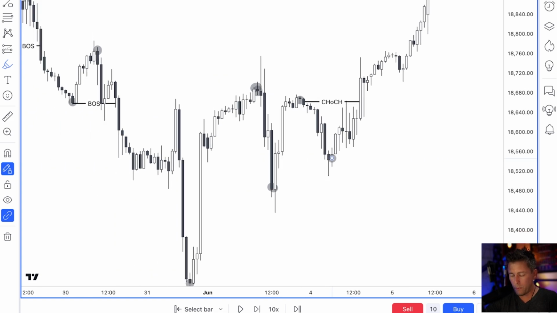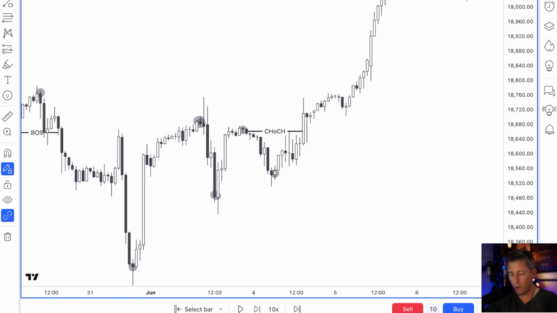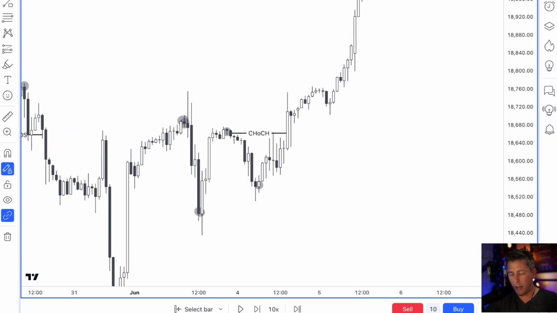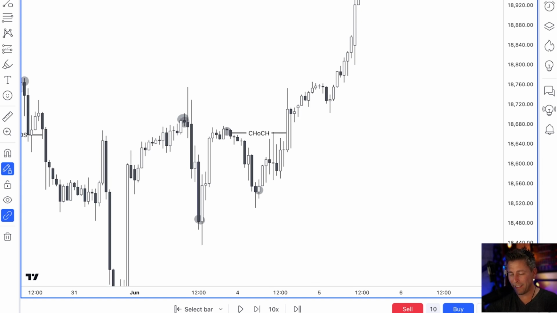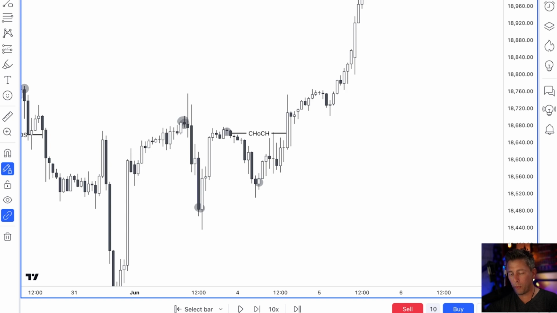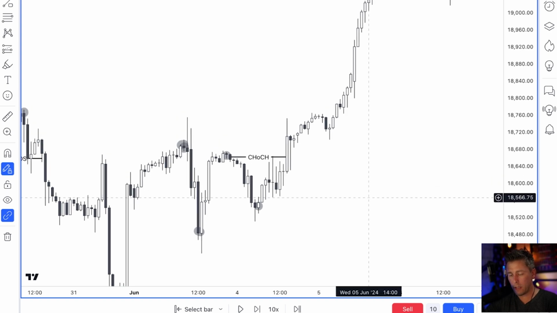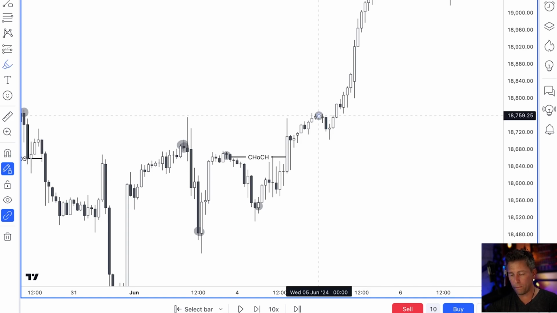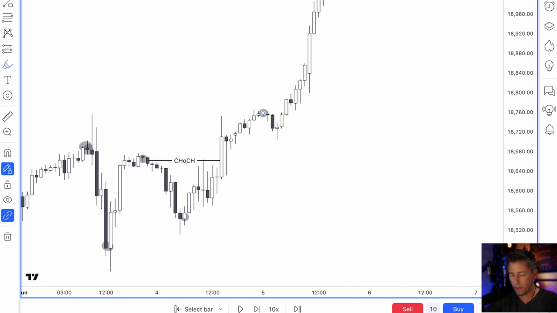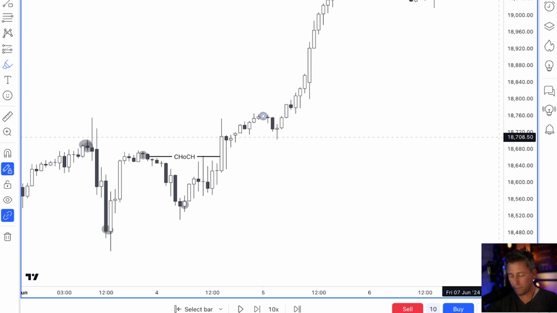Okay. So now what should we expect with the change of character to the upside? Well, we should expect higher highs, right? The same thing, and higher lows. So from this point, you can see that we had 1, 2, 3 candles for this pullback. So we can mark this area here. And that is our swing high.